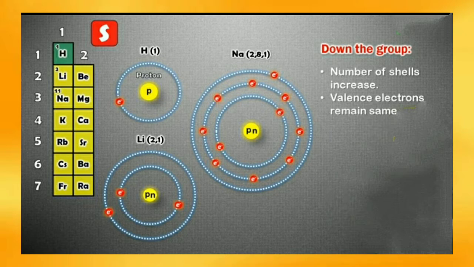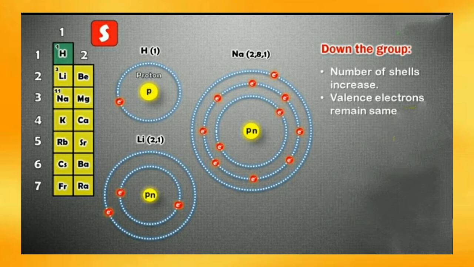We will find that while going down the group, the atomic size keeps on increasing, right? Atomic size is increasing because the number of shells is increasing. This is because while going down a group, a new shell is added, and therefore the distance between the outermost electron and the nucleus goes on increasing. As a result, atomic size increases in spite of increased nuclear charge.